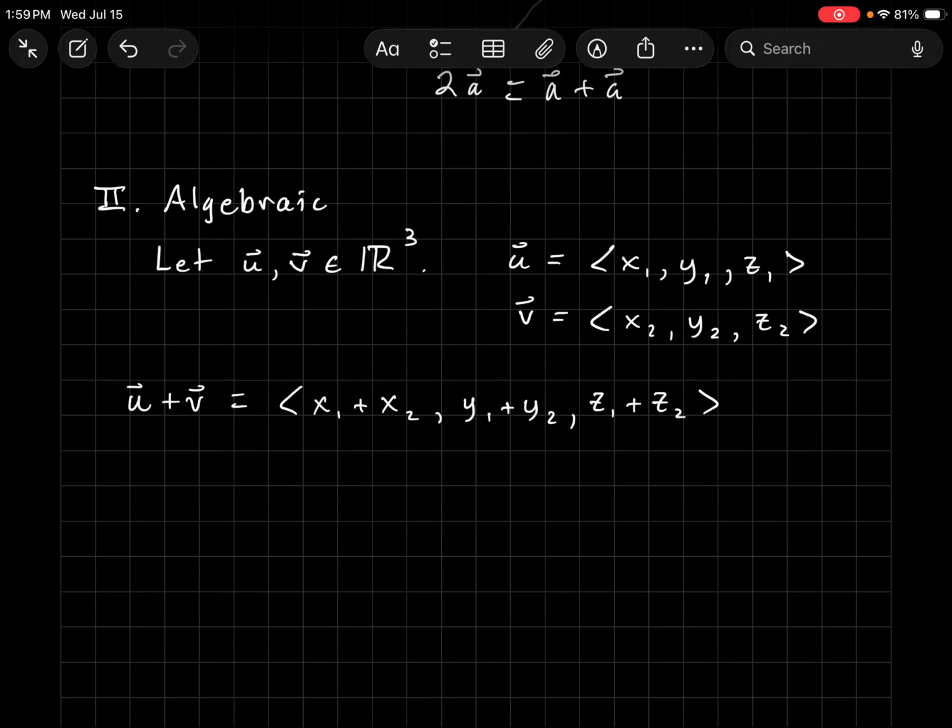What if we want to multiply a vector by a constant? So I'll say k is an element of the reals. That just means k is a constant. Well, you probably figured this out. But if I want to multiply a vector by a constant, I simply multiply each of the components by that constant. It's like we distribute inside. So I have k times u is <k times x1, k times y1, k times z1>. And there's my vector.